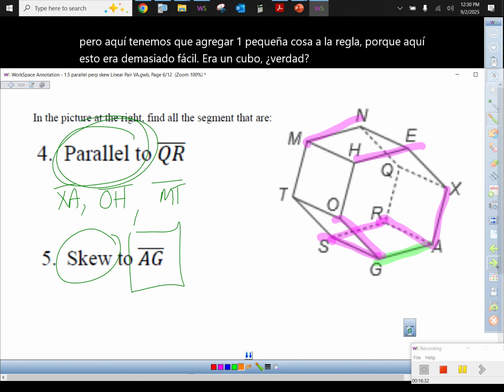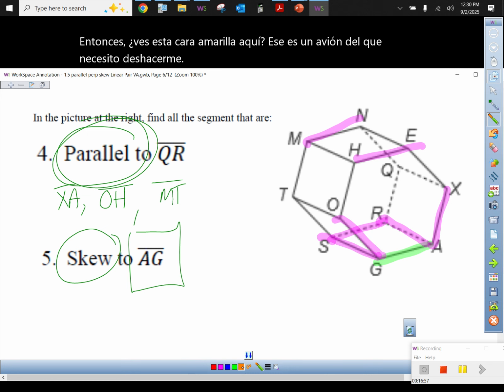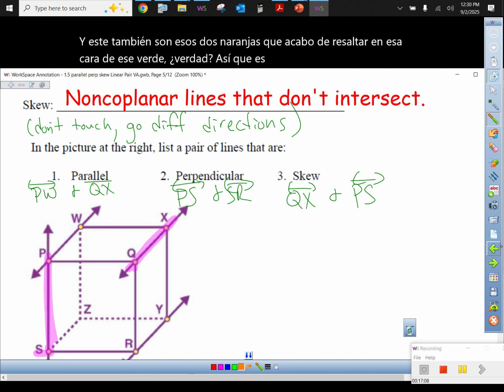We have got this dude that touches him, this dude that's touching him. One major rule is they can't be in the same plane as it either. So do you see this yellow face right here? That is a plane. I need to get rid of, I'm going to use a different color. You can use the same color as before. I need to get rid of this one and this one as well. Are those two orange ones that I just highlighted in that face of that green one, right? So it's like three rules. If we go back here, they can't touch, they got to go different directions, and can't be in the same face.